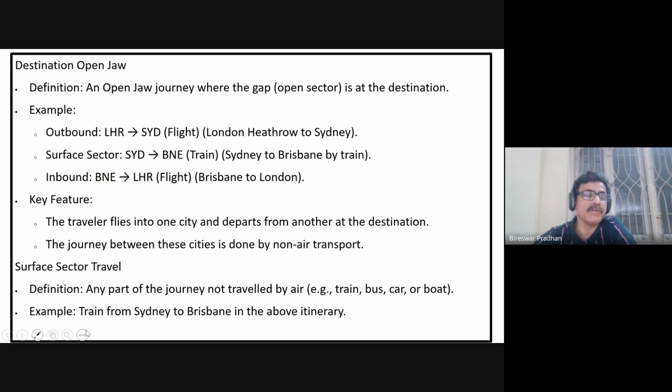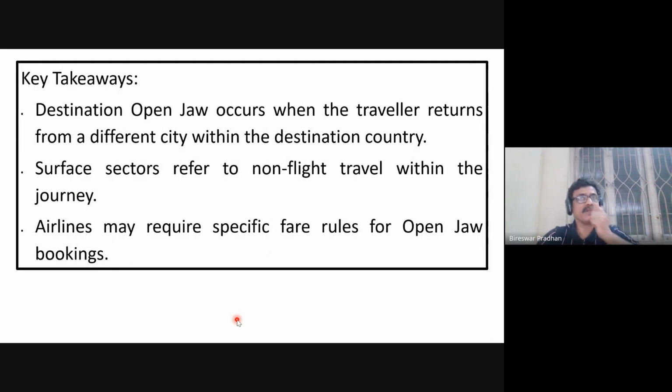Surface sector travel definition: any part of the journey with no travel by you. That means train, bus, car, boat. Example: train from Sydney to Brisbane in the above itinerary. Now, what is the takeaway from this?